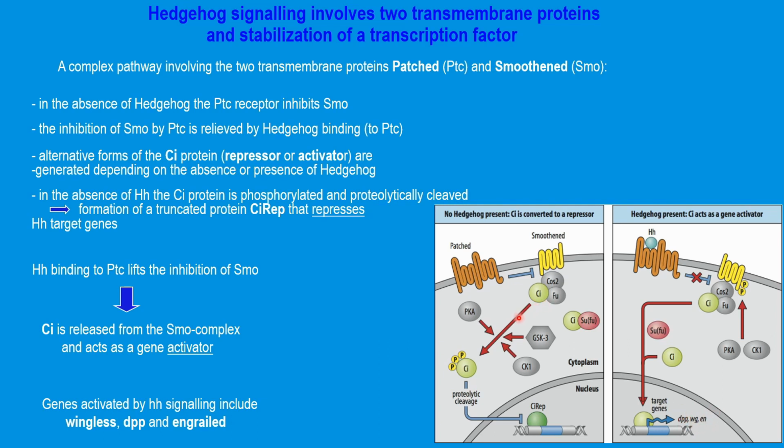In the case where no hedgehog is present and smoothened inhibits cubitus interruptus formation or partnering with suppressor of fused, the proteolytic cleavage actually produces a small repressor fragment, cubitus interruptus, the repressor fragment, which can then travel to the nucleus and cause transcriptional repression. So when hedgehog is present, we will get transcription of wingless and engrailed and other target genes.